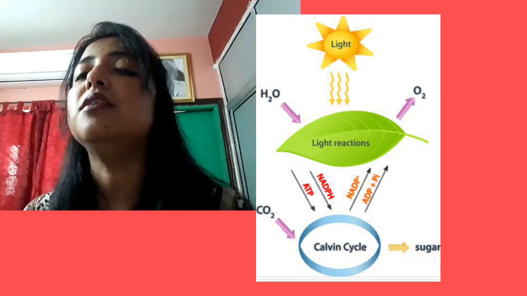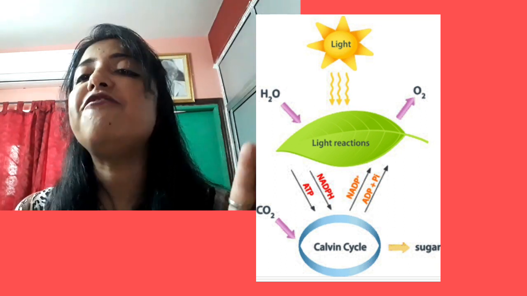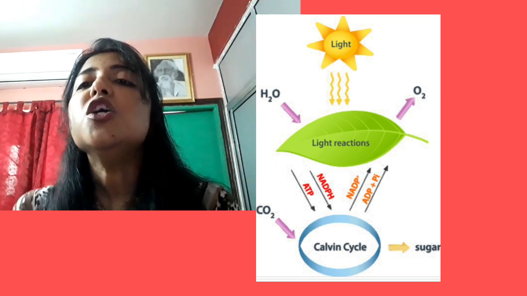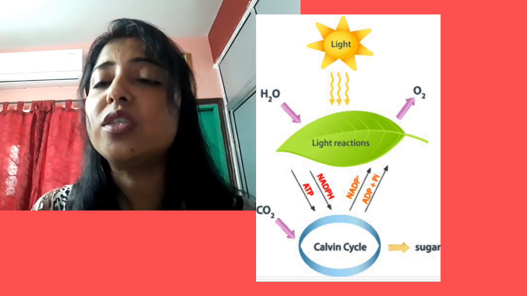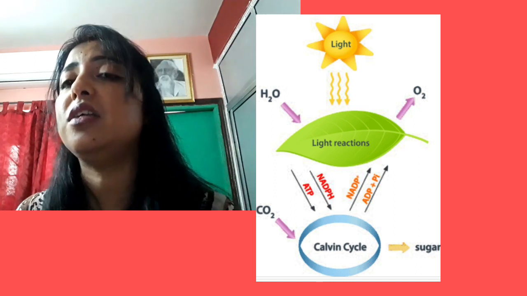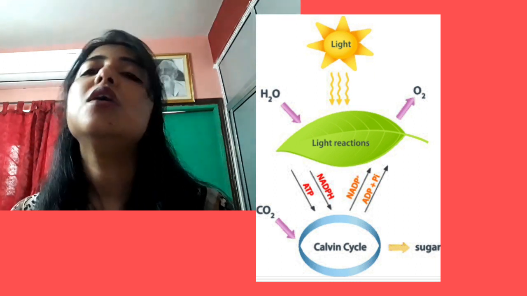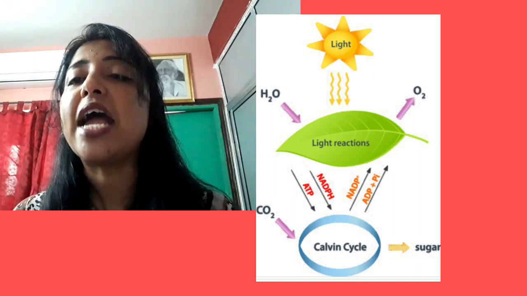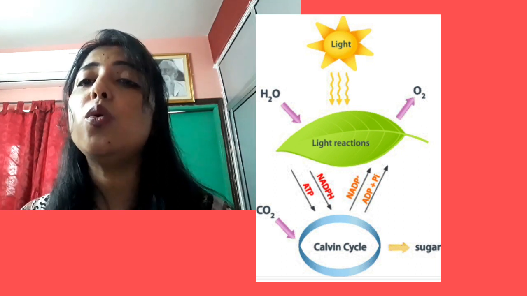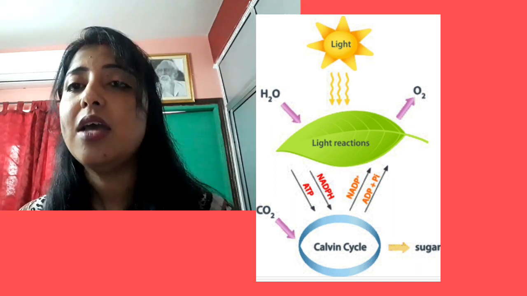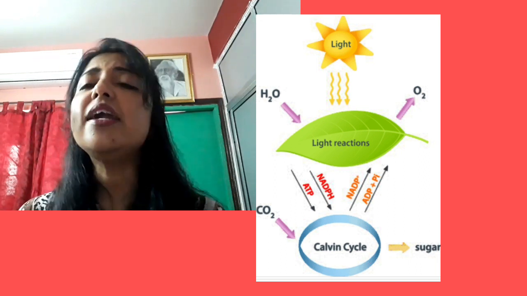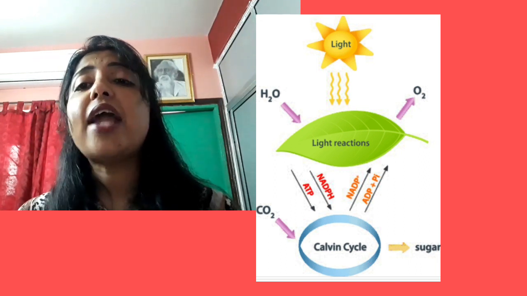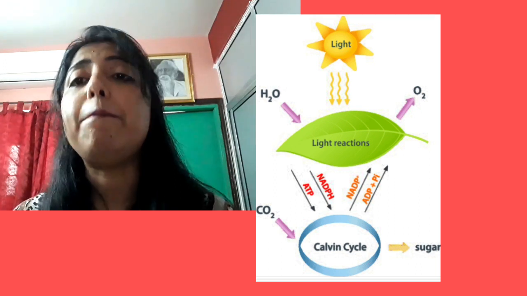will form some radicals, that is H radicals, and 4 H radicals will join together to again form one water and oxygen. That oxygen will be given out by the leaves, and this oxygen is known as a byproduct, and also water will be given out. Clear? And after that, the reduction of NADP may happen.